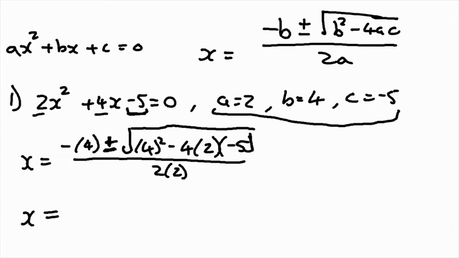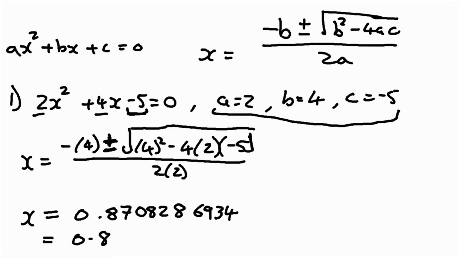So if we have it as a positive, as a plus sign here, x is going to give you 0.8708286934. If we were to round that to 3 decimal places, it would be 0.871. I think it's good practice if you write out everything on your calculator in that first line and then round in your second.